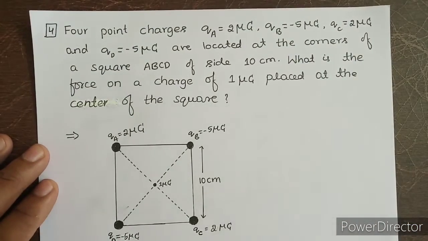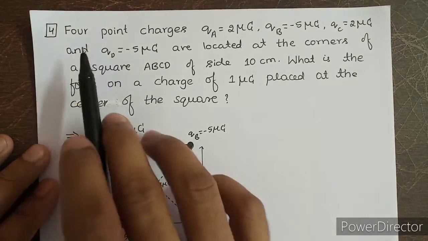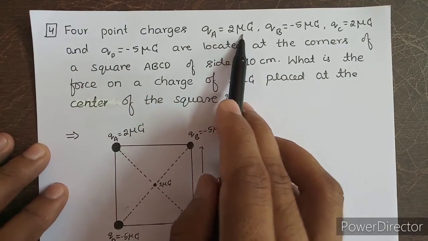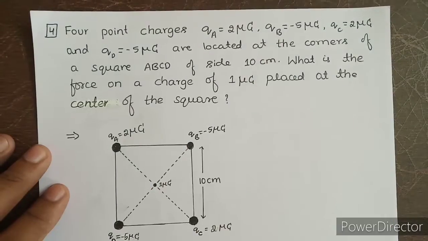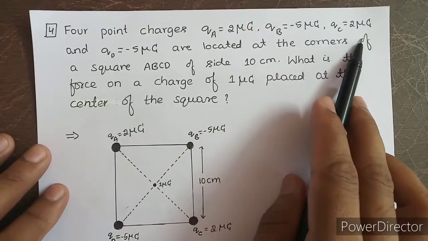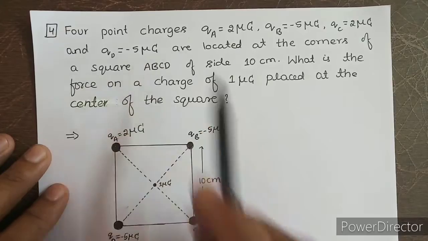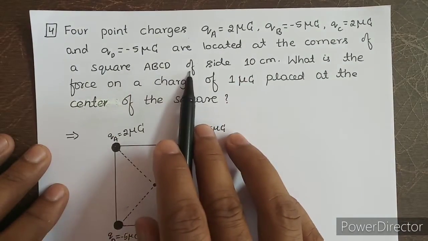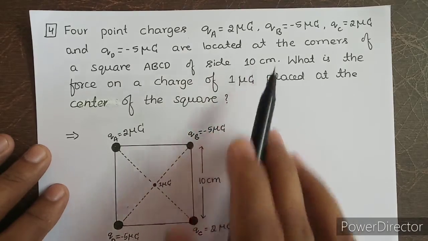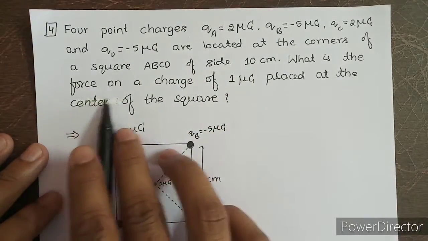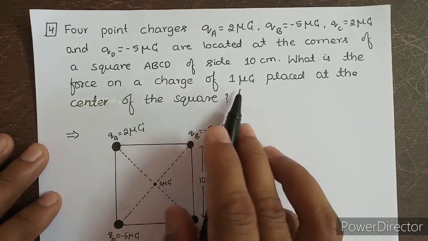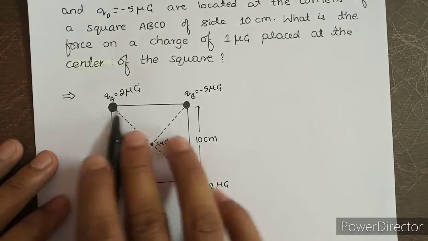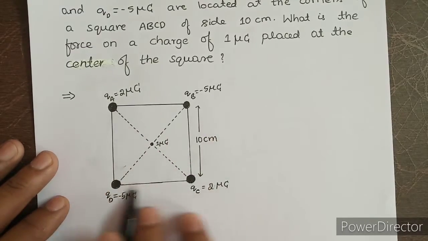So we have the fourth question here, dear students. Here 4 point charges QA 2 microcoulomb, QB minus 5 microcoulomb, QC 2 microcoulomb and QD minus 5 microcoulomb are located at the corners of a square ABCD of side 10 centimeter. What is the force on a charge of 1 microcoulomb placed at the center of the square? Means we have this square here.